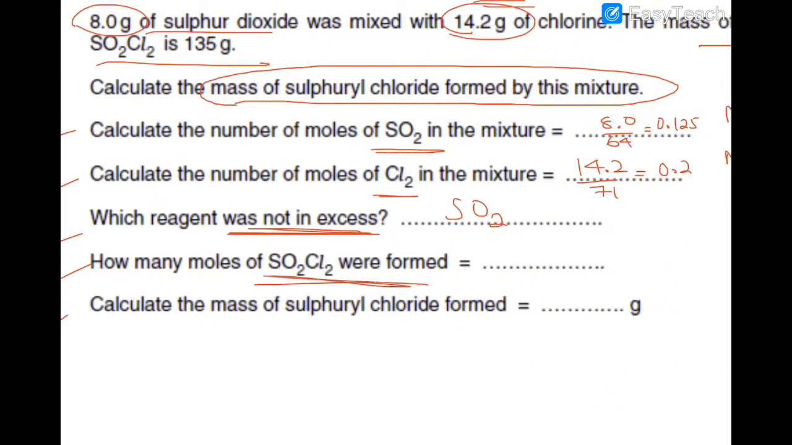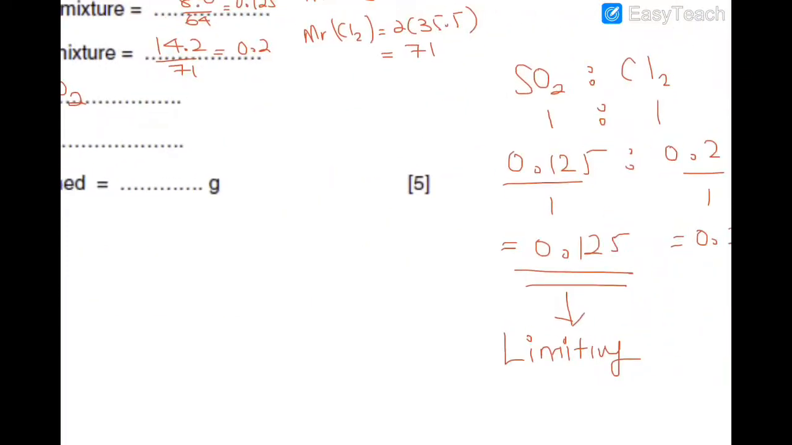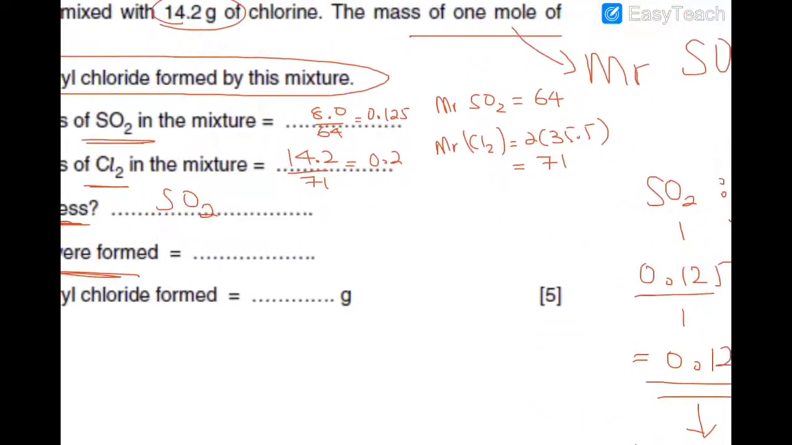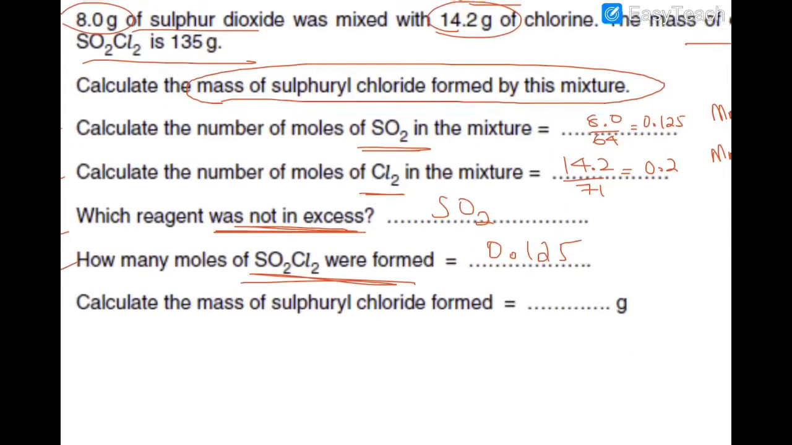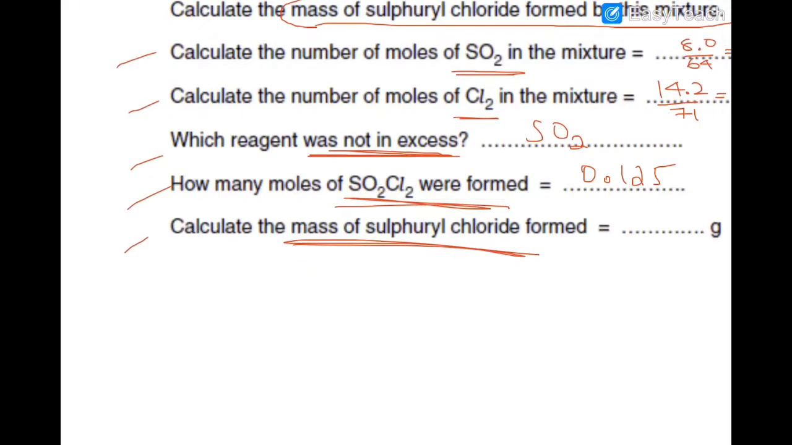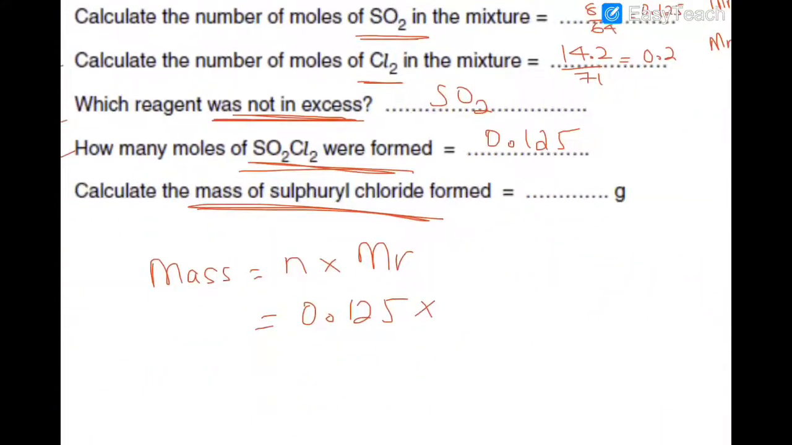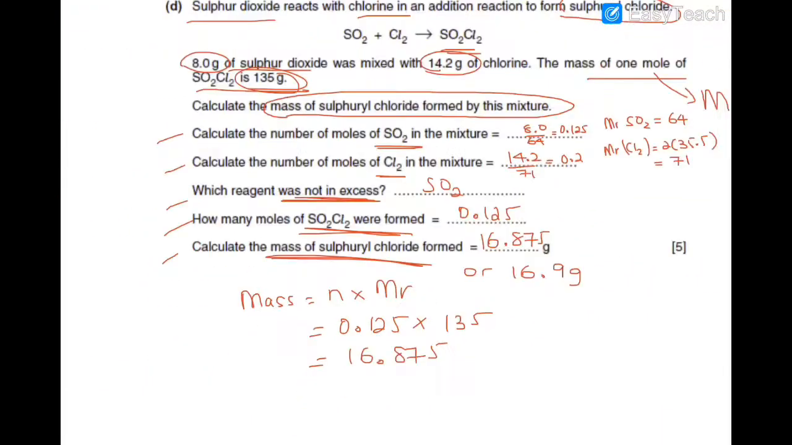How many moles were formed? The number of moles of the product is determined by the number of moles of the substance which is limiting. So it's 1:1:1, so it will be 0.125 moles of product. And the mass would be equal to number of moles times MR. So 0.125 times the MR of that compound, which has been given as 135. This is the value, and here I'm giving the answer.